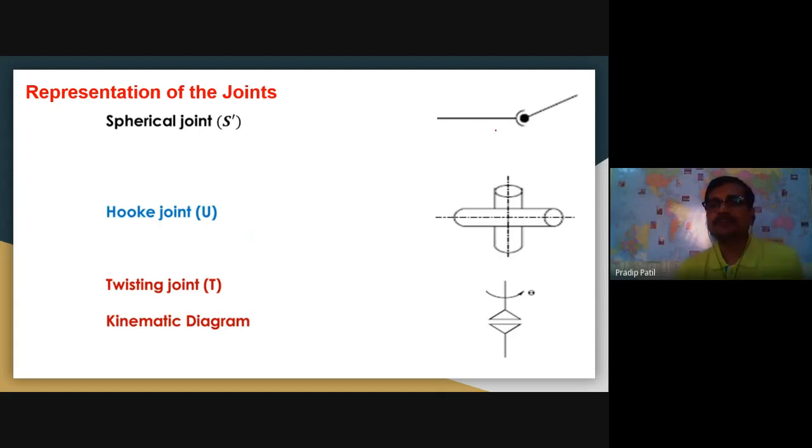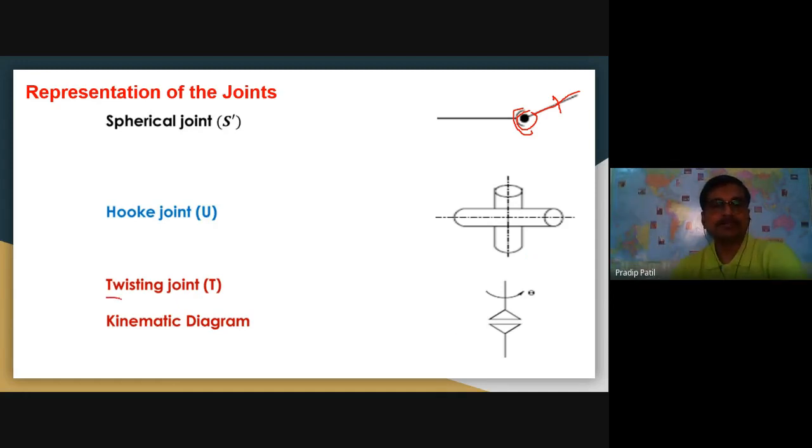Spherical joint, as you can see here, is represented by a symbol like an arrow, or an enclosure. So this is an enclosure, and this is a rod here, and this is connected. So this stylus can rotate about three different axes. Hook joint is a very common joint for applications where the axes are not collinear; they are inclined.